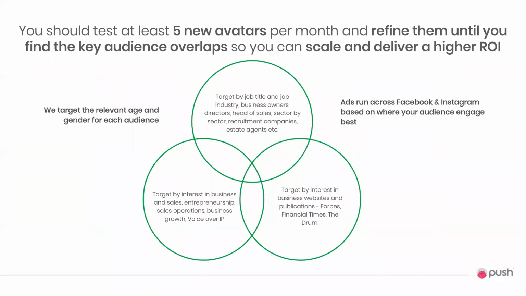What you're essentially trying to do is build these personas, test these different audiences out, and find where the key audiences overlap, and then target those specific audiences more heavily, start placing more budget on them, bid more aggressively on them.